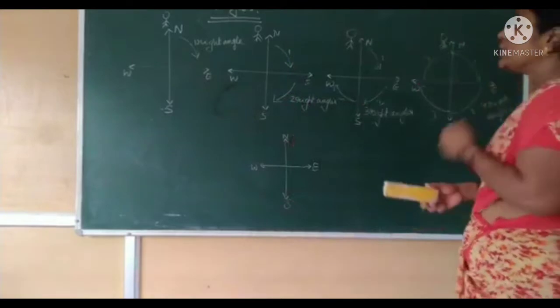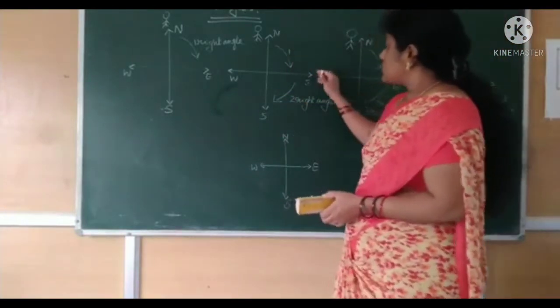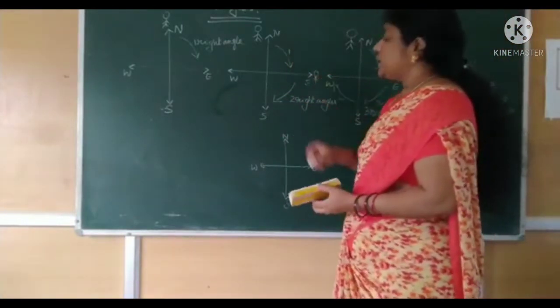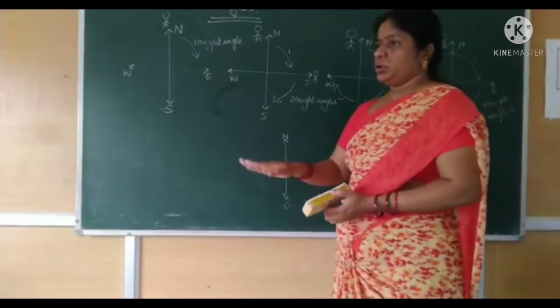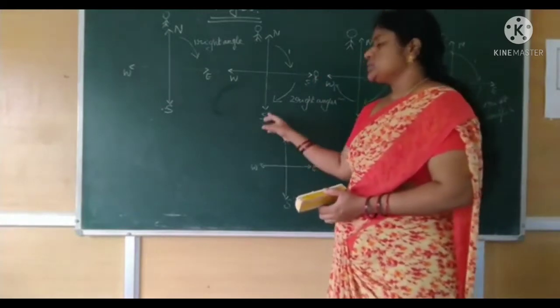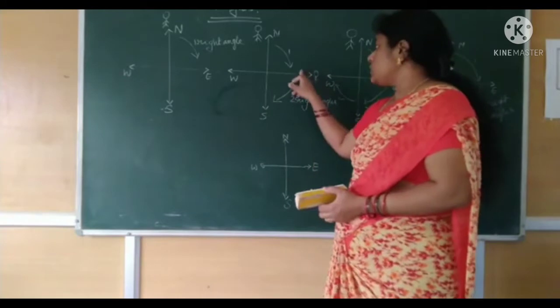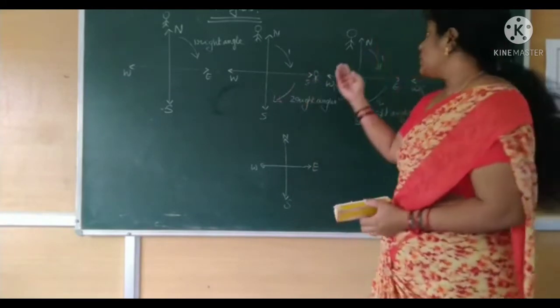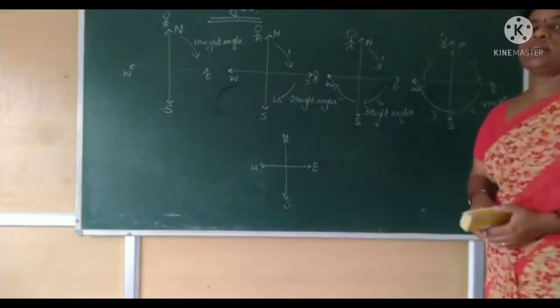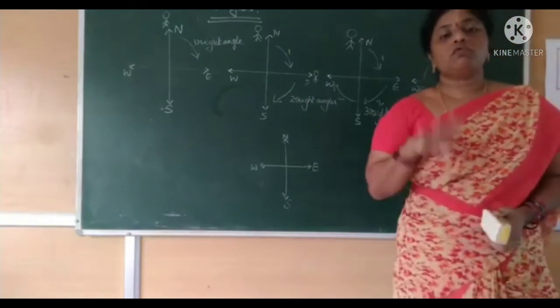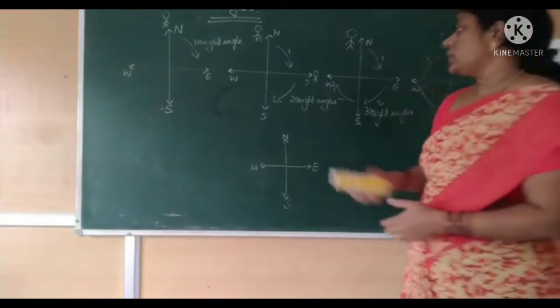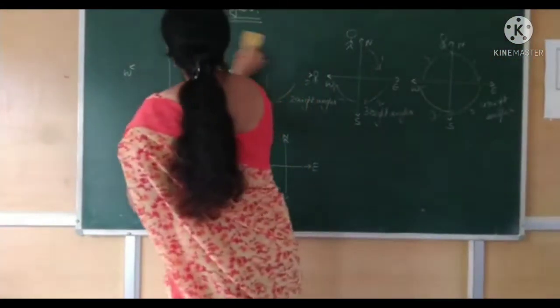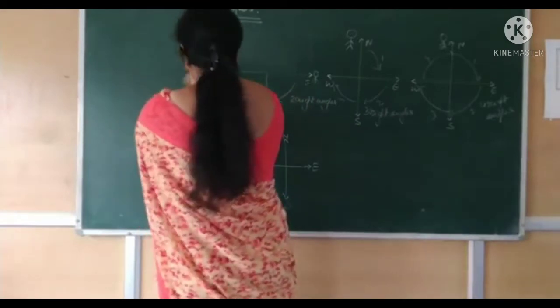Again he comes here. Again he wants to move clockwise towards south. So this is 1 and this is 1. 2 right angles are formed. Like this, 1 complete revolution equals 4 right angles.